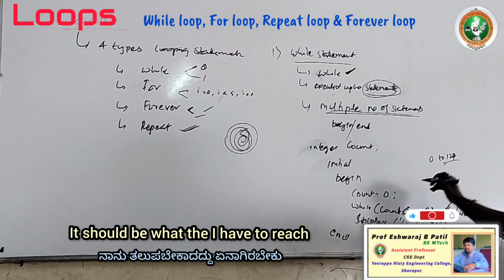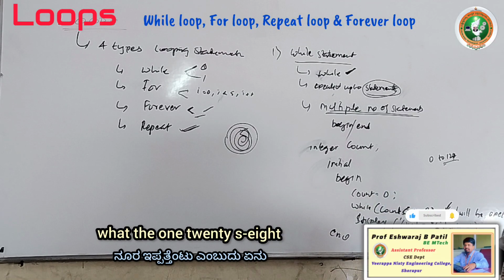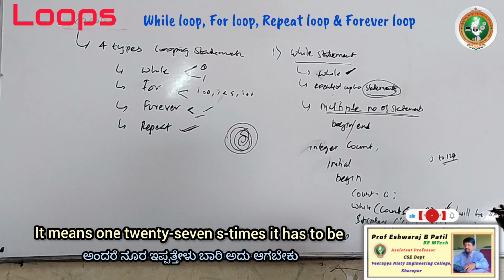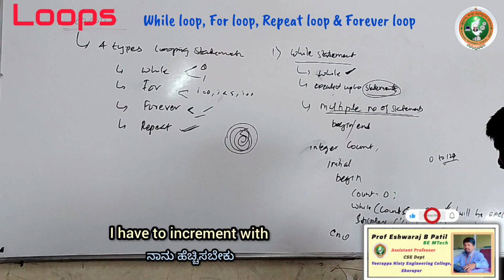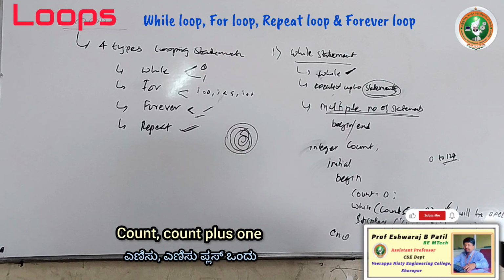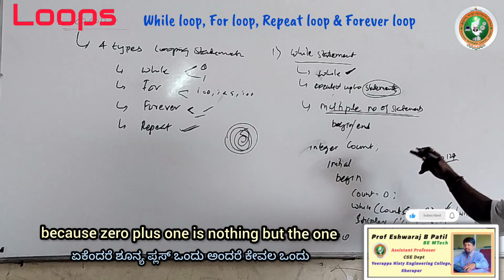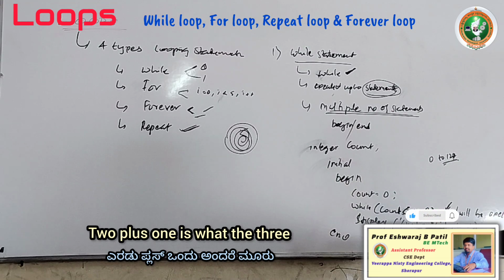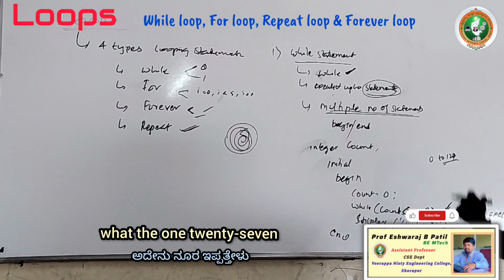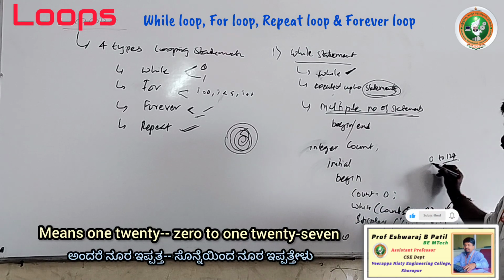It should reach 128, which means 127 times it has to be incremented. I have to increment by 1 itself. Count plus 1, because 0 plus 1 is 1, 1 plus 1 is 2, 2 plus 1 is 3. Like this I have to count up to 127, that means 0 to 127.